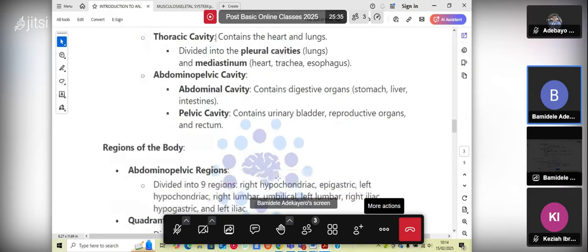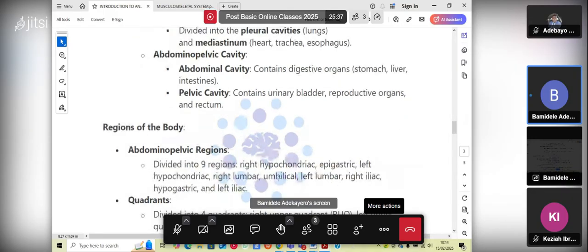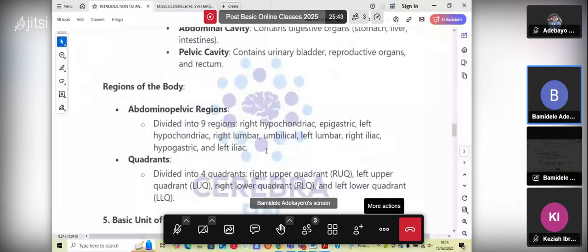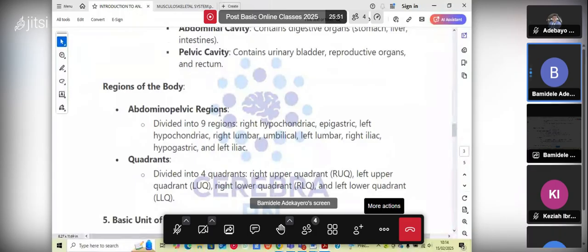Regions of the body, still on description, still on appreciating the terms used in anatomy. We have regions of the body. The abdominopelvic regions. Like I said earlier, the abdominopelvic region is a very large area. For instance, your stomach is in the abdominopelvic region, your liver is also in the abdominopelvic region, your uterus is also in the abdominopelvic region, but they all have different spots. They all have different areas in which they reside, even though they are all in the abdominopelvic region.